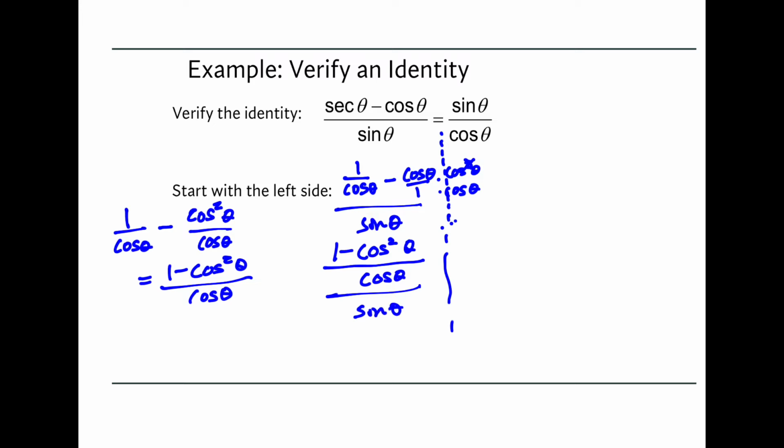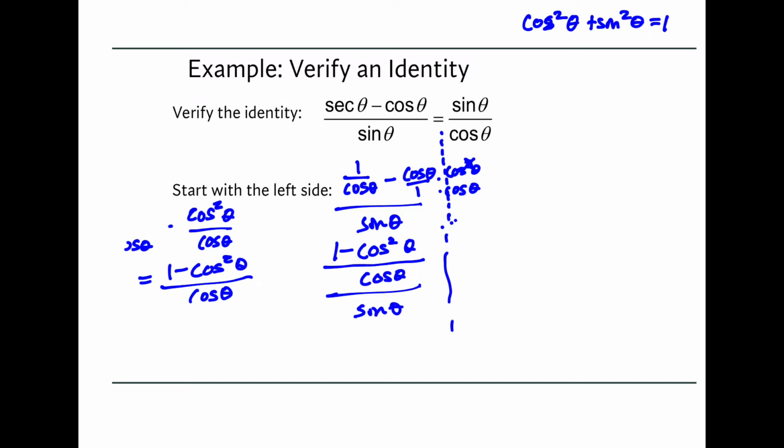1 minus cosine squared theta, that's a trig identity. That's a Pythagorean identity. Cosine squared theta plus sine squared theta is equal to 1. So if I subtract either of those two to the other side, I have the other one. So in this case, this can be rewritten. And I'm going to go ahead and erase this here for now.